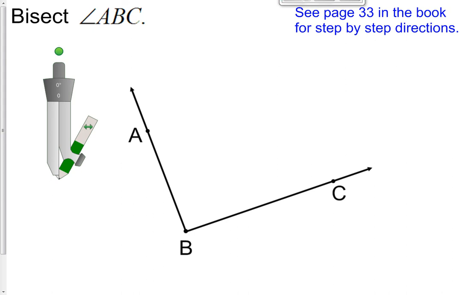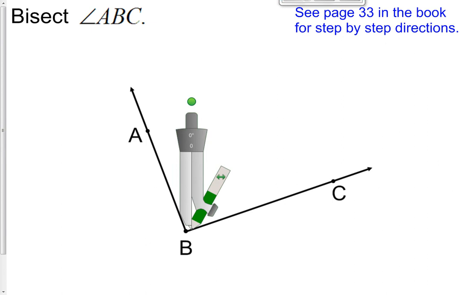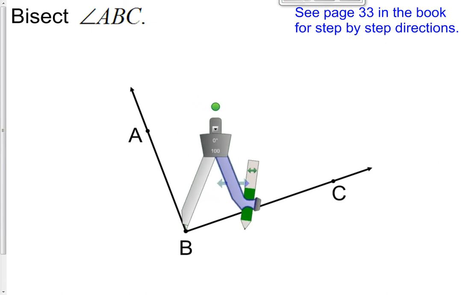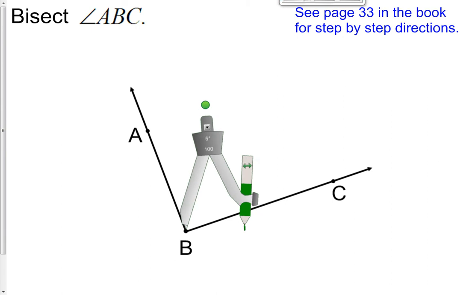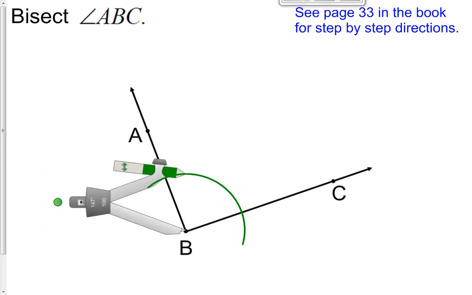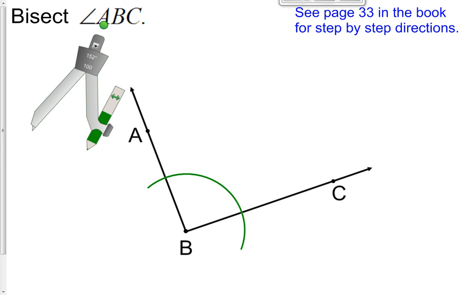So what you're going to do for this one, just like when you copied an angle, when you bisect an angle, the first step is to open up your compass a little distance here, about a medium distance I would say, and you are going to draw an arc that intersects both sides of the angle. So both ray BC and ray BA. And there I have drawn an arc that intersects both sides of the angle.